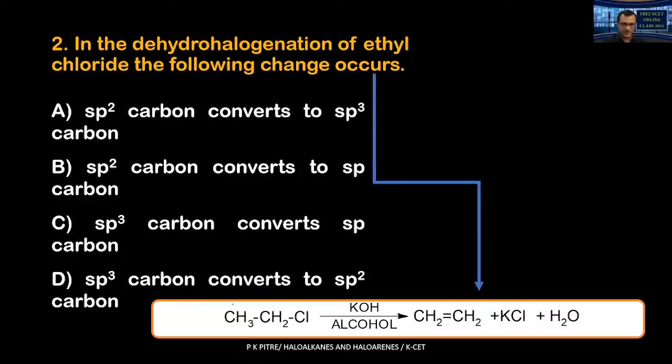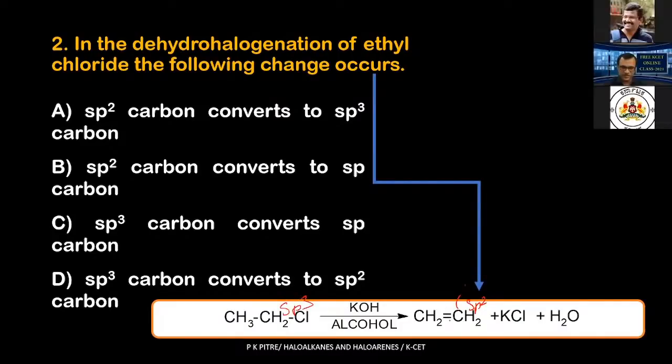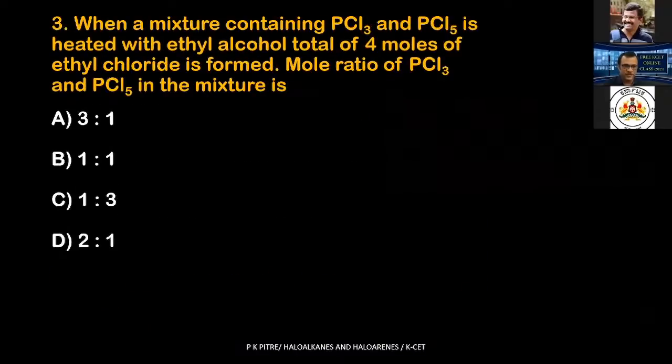So in this reaction, a beta hydrogen has been lost from this beta carbon, and then the halogen has been lost from here. So what are you getting? You are getting a carbon which is sp2 hybridized. From an sp3 carbon, you are coming to an sp2 carbon. Clear? So what is happening in this reaction? sp3 carbon is getting converted to sp2 carbon. So what should be your option? If you imagined it as D, then you are conceptually very right. Fine. Let's move on to the next problem.